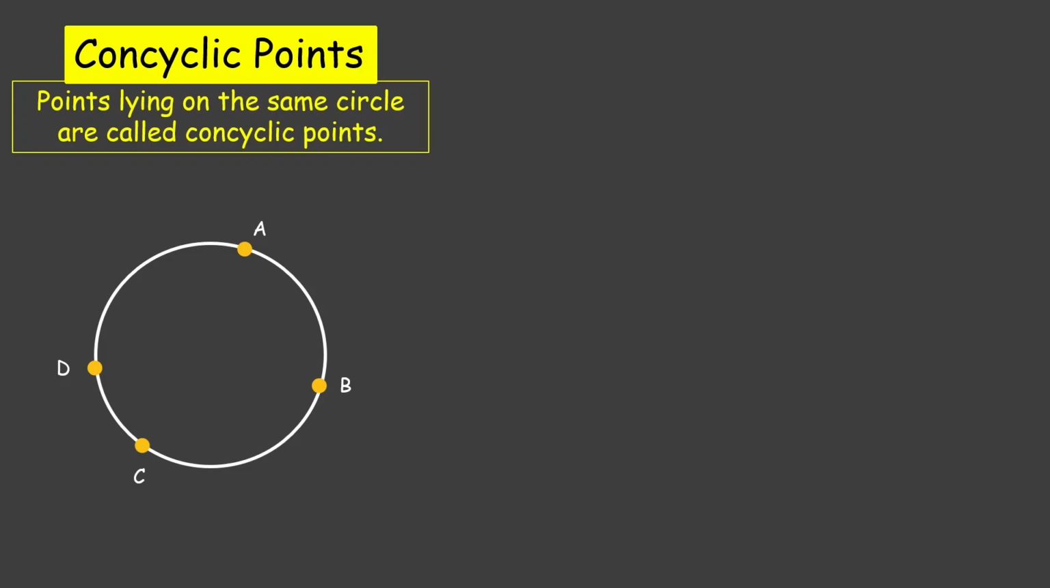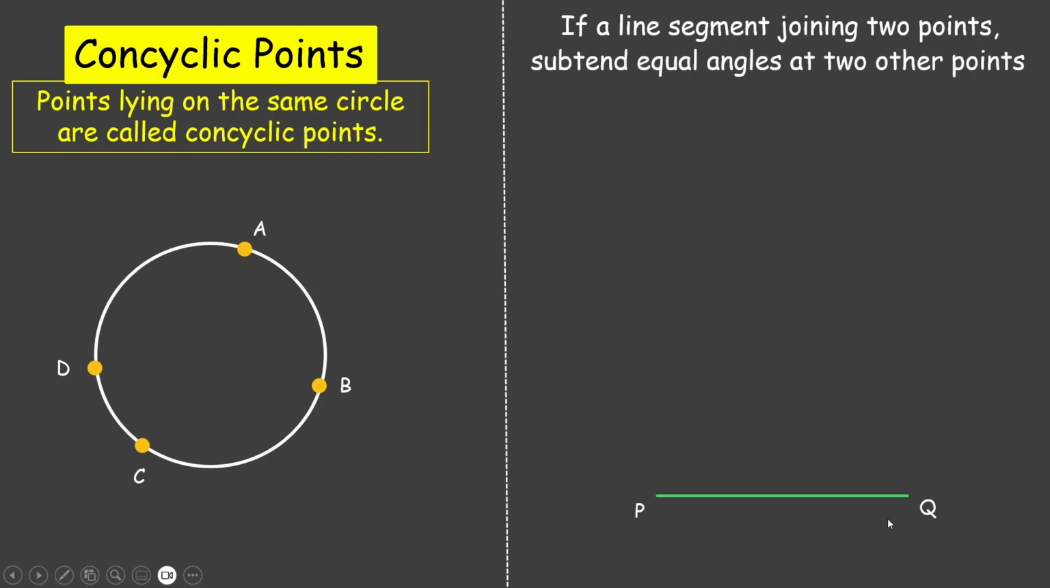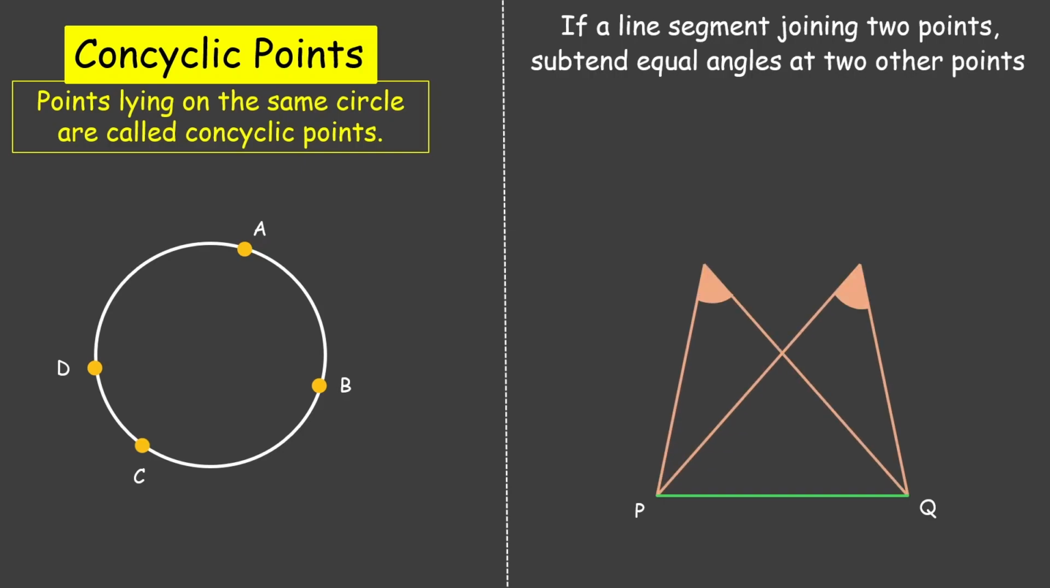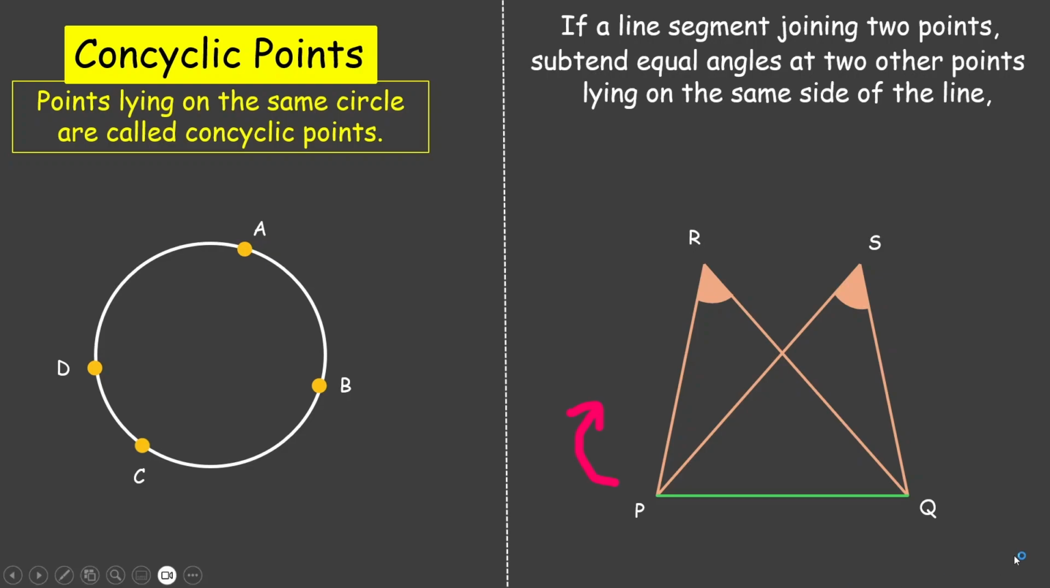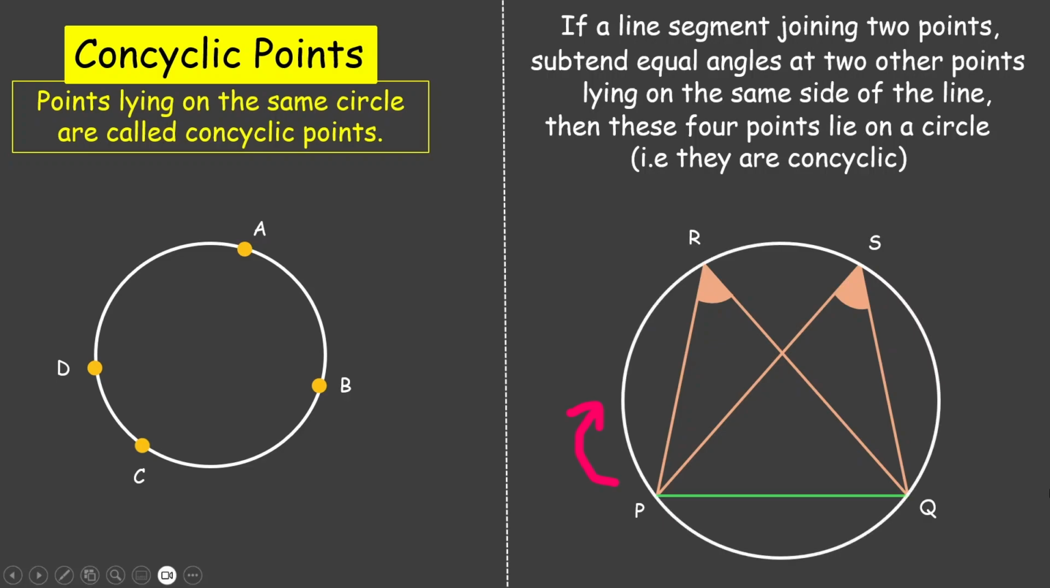There's a very interesting theorem based on concyclic points. Let us look at it. It says, if a line segment joining two points subtends equal angles at two other points R and S lying on the same side of the line, so these two points are lying on the same side of the line, and PQ is subtending equal angles at R and S, then these four points lie on a circle, that is, they are concyclic. So these four points P, Q, S and R will lie on a circle.